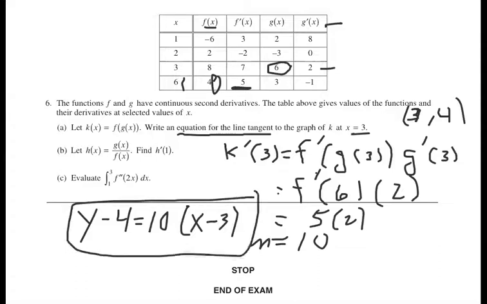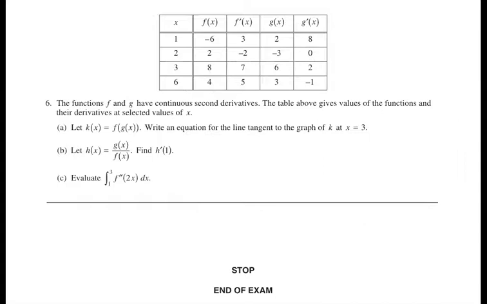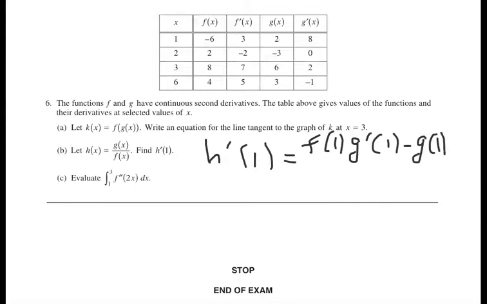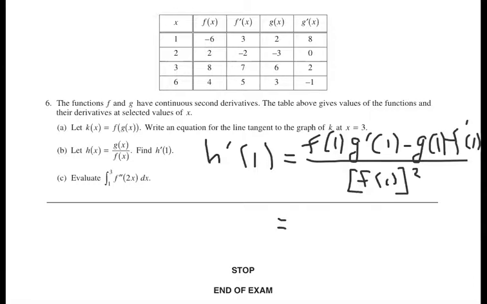So that's part A. Part B says find h prime. So this one I'm going to have to use quotient rule. So h prime of x, I could leave that as x, is going to be the bottom, which is f of x. So that'd be f of 1 times the derivative of the top, which is g prime of 1, minus g of 1 times the derivative of the bottom, which is f prime of 1, all over the bottom, which is f of 1 squared.